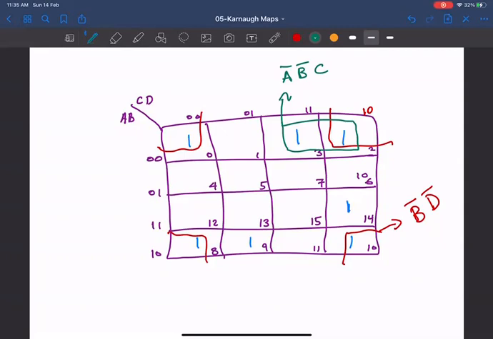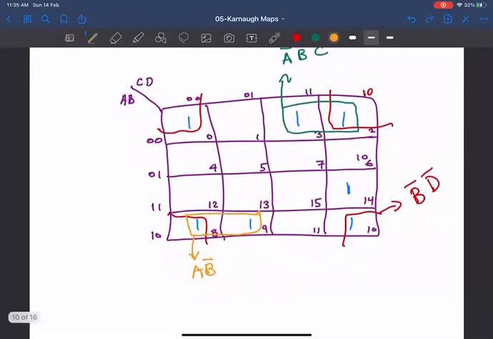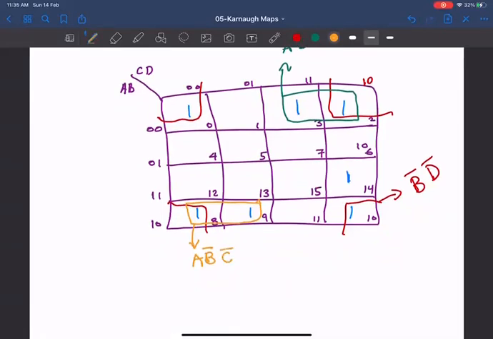What's a third group? 8 and 9. And that's B complement, C complement. Yes, C complement. Excellent. C complement, because the C is actually fixed at 0 here. All right. The final one is 10 and 14.